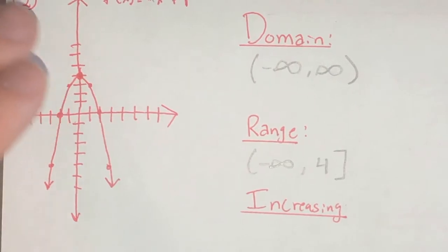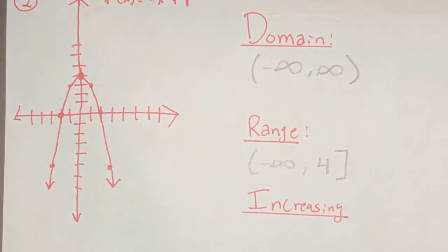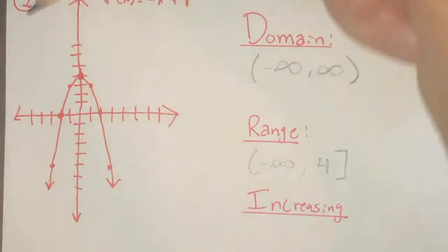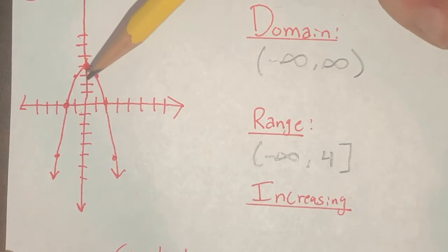All right, how about increasing, decreasing? As we go from left to right, where is the y going up, and where is the y going down? It's helpful to have a sense of where your maxima and minima are, because those are the cutoffs between where it's going up and where it's going down. If we take a look at this, we have a maximum right here.